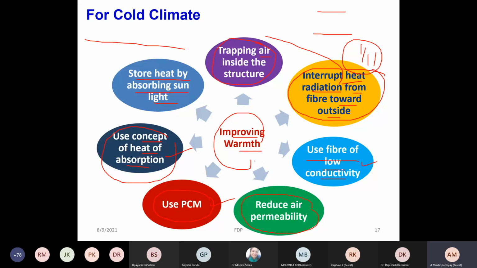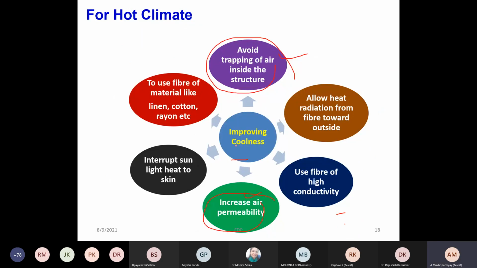Because if the air permeability is high, obviously in a cold climate, the person can feel the cold wind, because the cold wind can penetrate through the fabric and it can influence the body temperature. So for a hot climate, the increased air permeability is the requirement. To interrupt sunlight heat to the skin, that is also required.